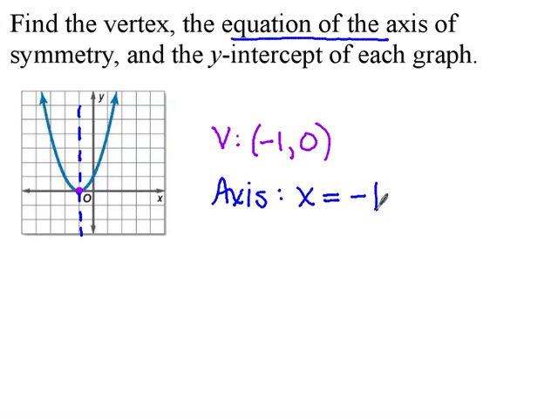Good. And then last but not least, the y-intercept. So here, all I'm looking for is where it crosses the y-axis. So where does it cross the y-axis? 1. There you go, 3 answers. Pretty straightforward.